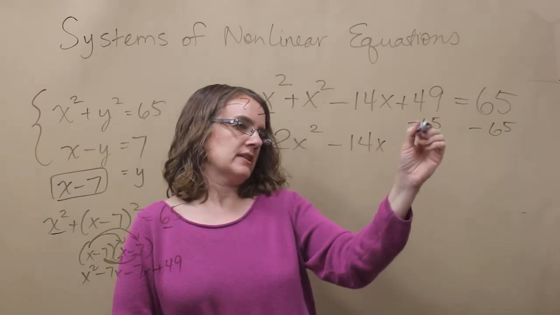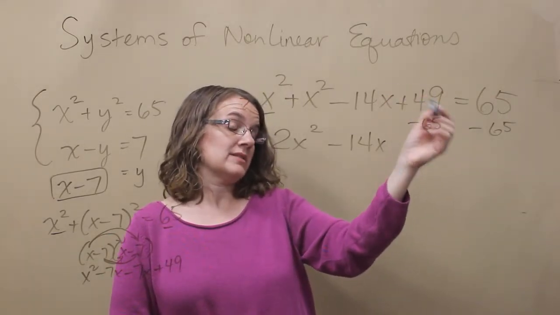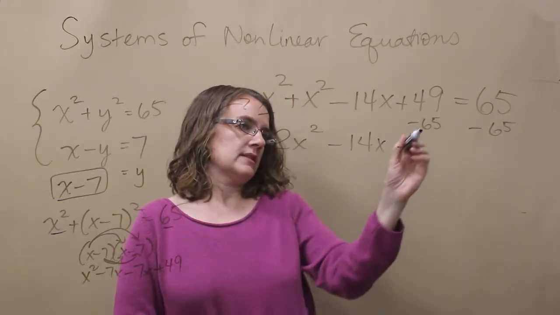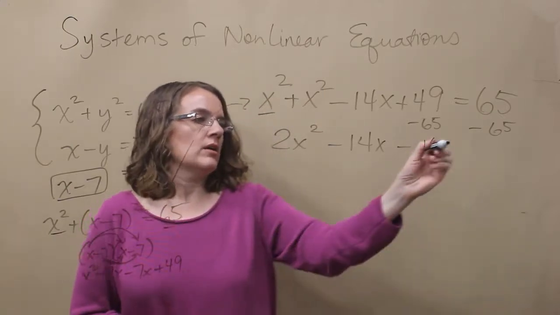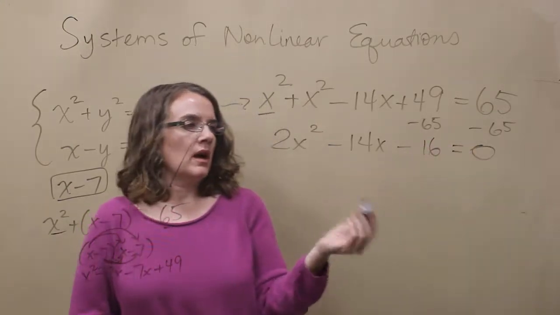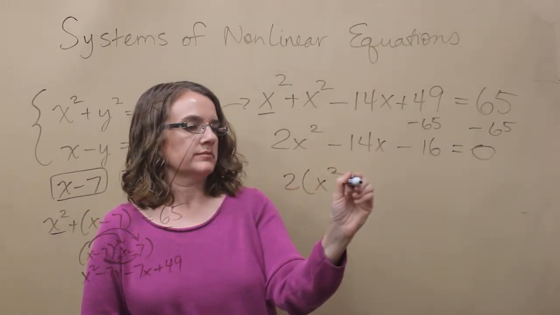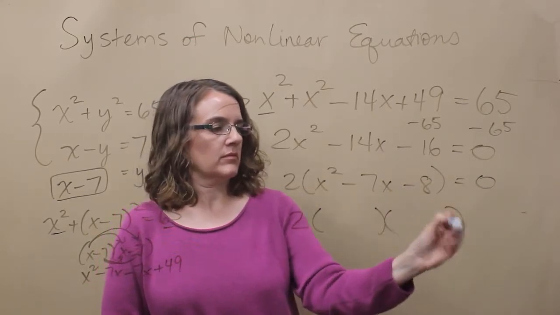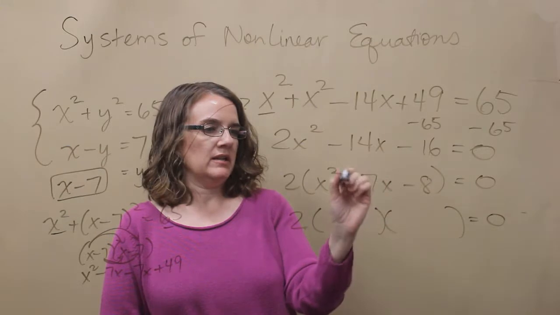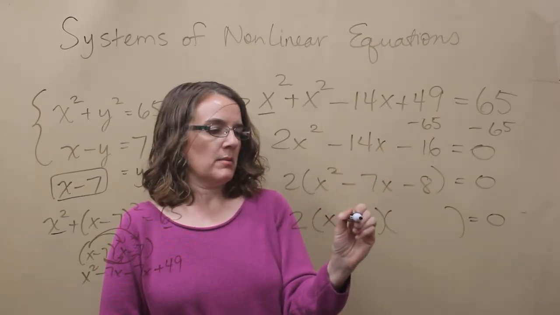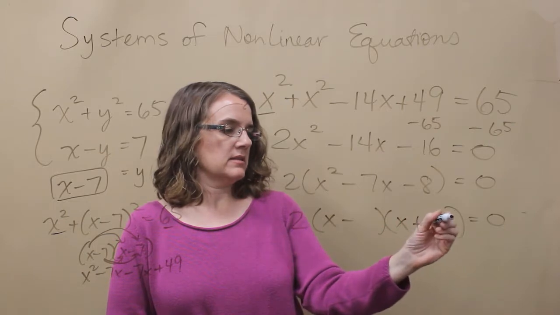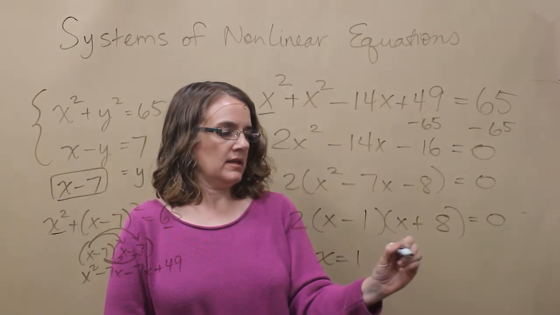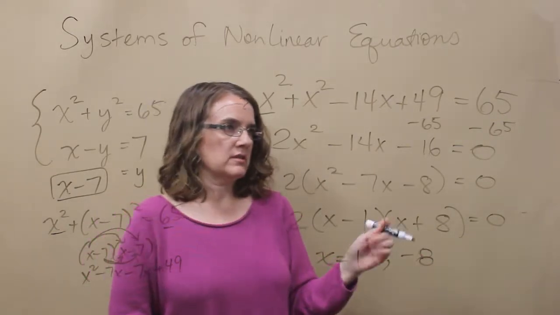So when I subtract 65 from 49, I'm going to get minus 16, and that is equal to 0. I can factor this out. Multiples of negative 8 that give us negative 7 are the 1 and 8, so the 8's going to have the plus, so we've got x is 1 and negative 8. Those are our two options.